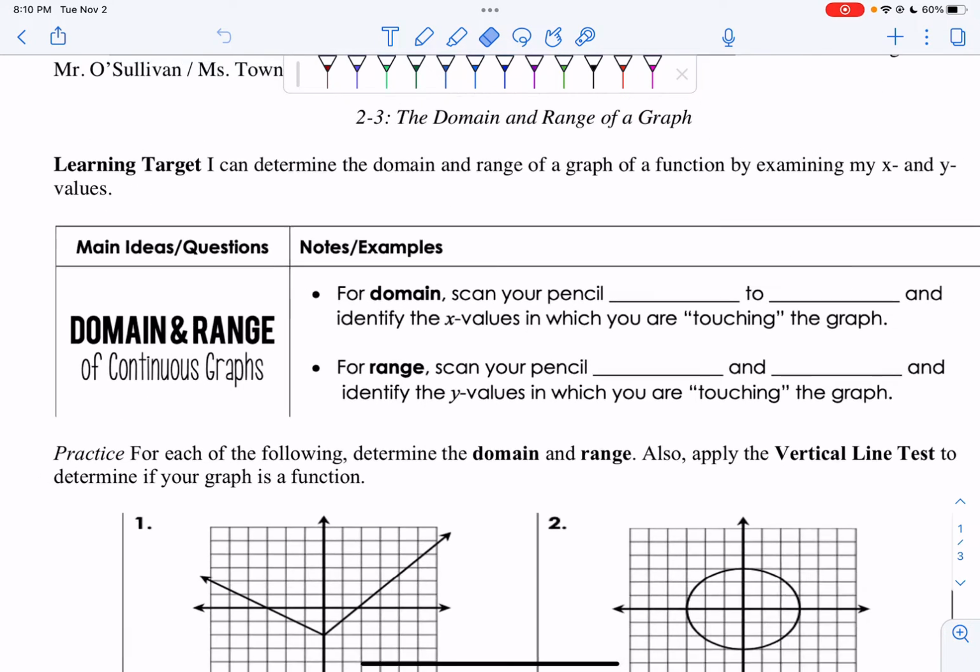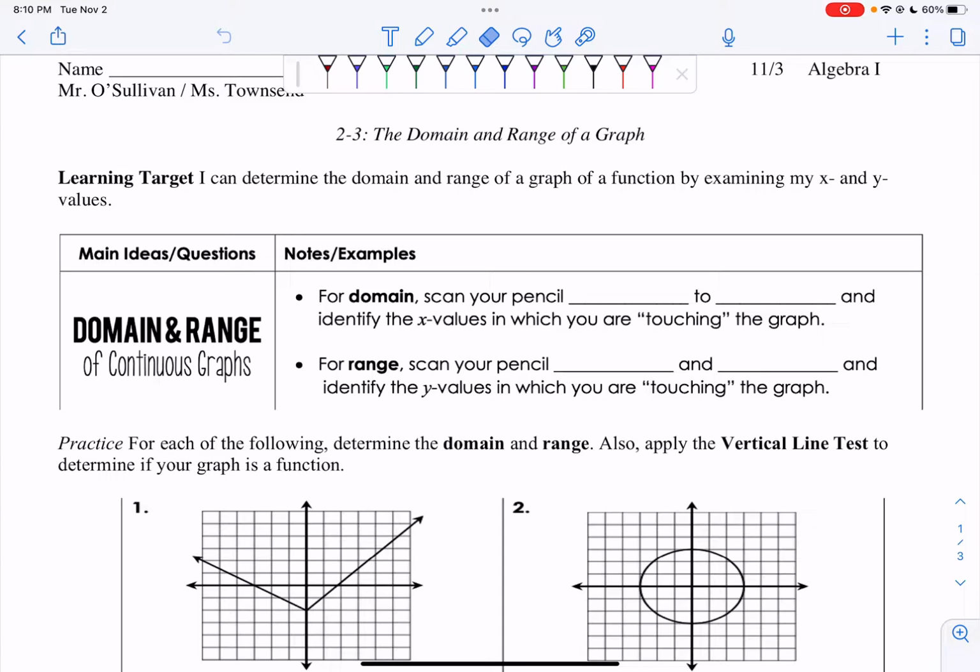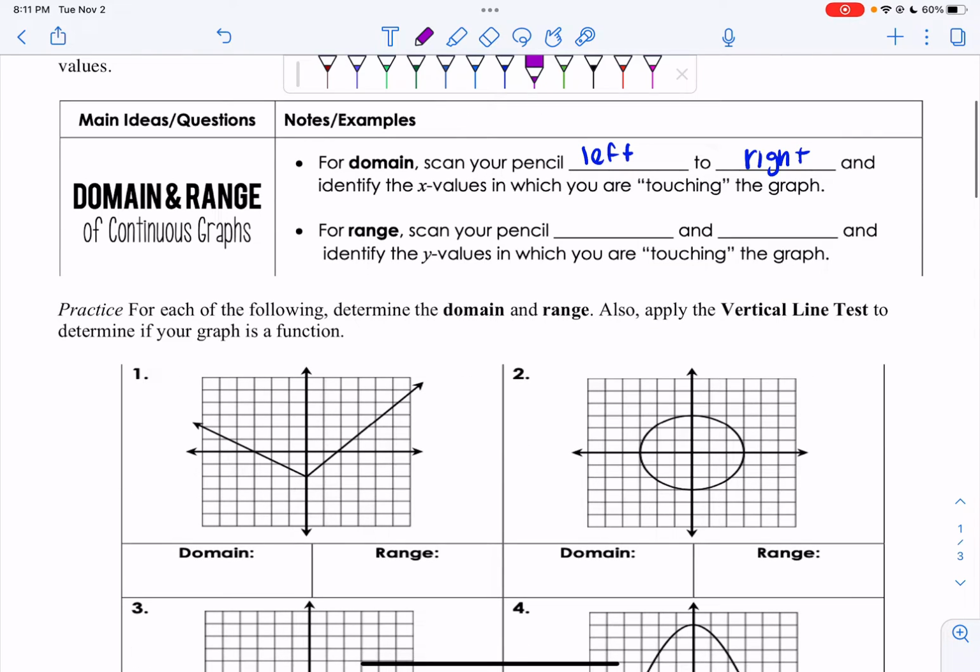So, to find the domain and range of a graph, it's actually pretty straightforward. For a domain, you scan your pencil left to right and identify the x values in which you are touching the graph. For your range, scan your pencil top and bottom, and identify the y values in which you are touching the graph, okay?